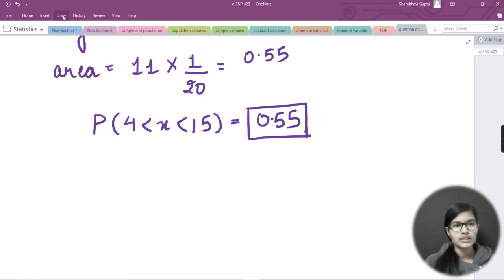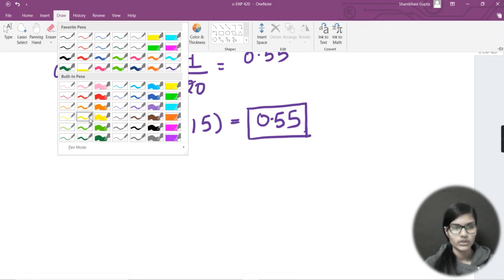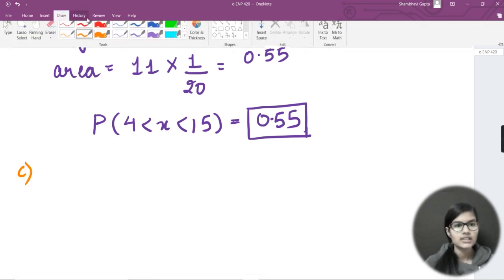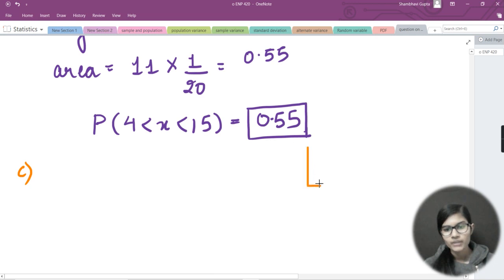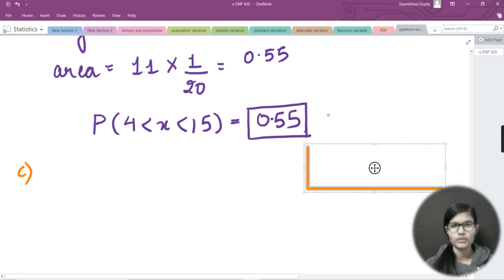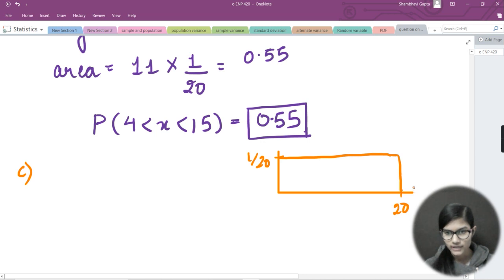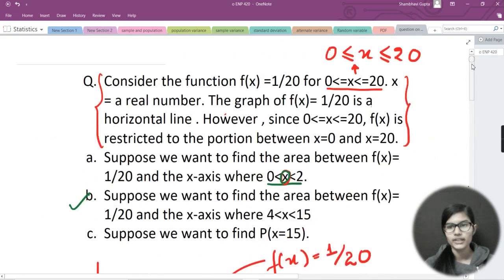And now let's move toward the third question, and for the third we have a little bit different question. Let me take a different color and write C here. First let's draw that graph because that graph is needed. Let me write this 1 by 20 and name it 20, because the graph is similar for all the sub questions we have, and this is my x and this above one is my f(x).